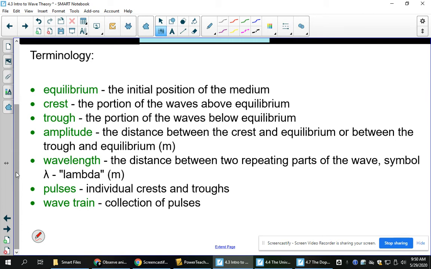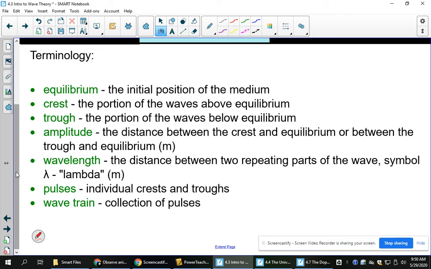Equilibrium was that line that is the initial position of the wave. If all of the energy was to stop, the wave would go back to that equilibrium position. So if you think about a wave pool, like going to West Ed and swimming in the pool, it is usually at equilibrium. And then when they turn the wave machine on, you've got those crests and troughs. And when the wave machine ends, everything goes back to equilibrium.